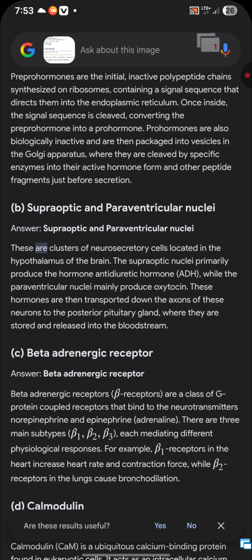4. Give an account of hormonal regulation of menstrual cycle. Answer. Hormonal regulation of menstrual cycle. The menstrual cycle is regulated by a complex interplay of hormones from the hypothalamus, pituitary gland, and ovaries. 1. GnRH. The hypothalamus secretes gonadotropin-releasing hormone, GnRH, which stimulates the anterior pituitary. 2. FSH and LH. The pituitary releases follicle-stimulating hormone, FSH, and luteinizing hormone, LH, which act on the ovaries to promote follicle development and ovulation.